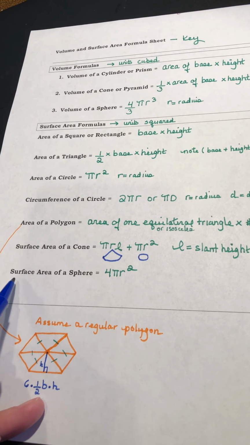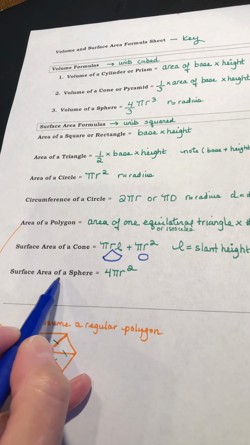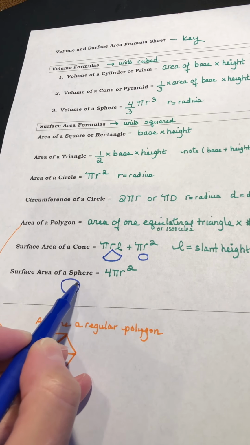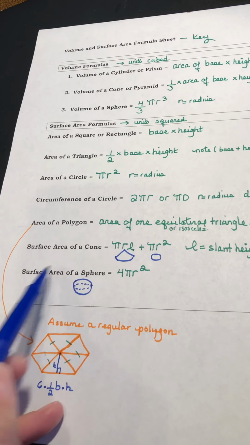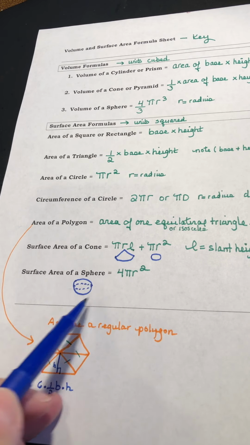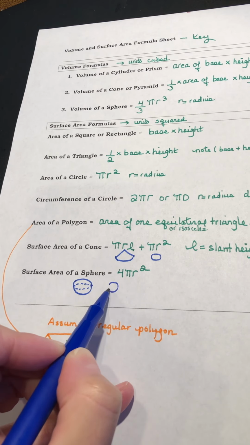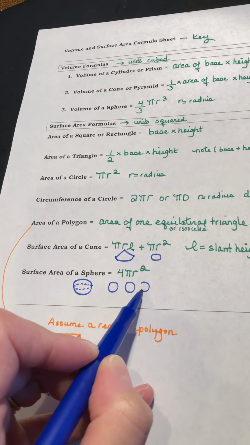And then finally, the surface area of a sphere. Remember, a sphere is just a ball, so think of a basketball. Let's see if I can draw a basketball, probably not. If you unraveled a sphere and cut it open, you'd see that it would have the amount of area of 4 circles.